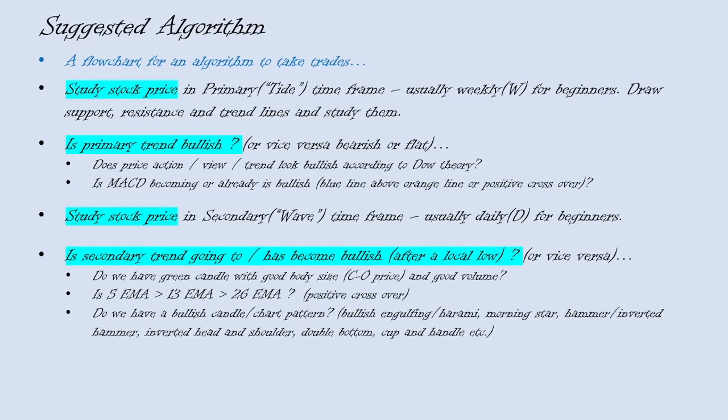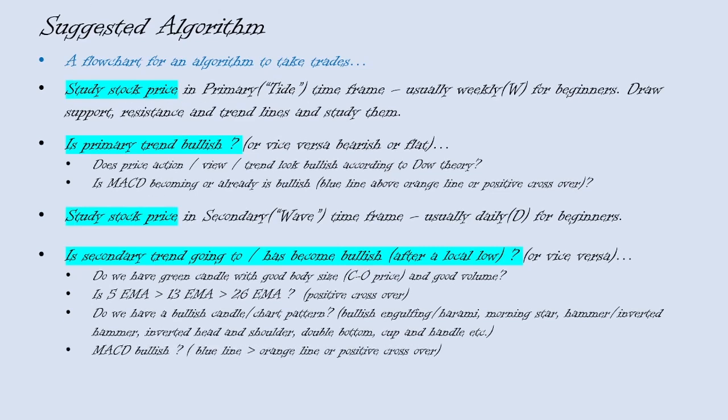Do we have a bullish candle or a chart pattern? Do you have a bullish engulfing, harami, morning star, a hammer or inverted hammer when you're in the downtrend, inverted head and shoulders, double bottom, cup and handle? All these chart patterns you have studied in the previous videos, and we have to see whether our bullish movement is supported. Is there any chart pattern which is indicating this bullish movement?